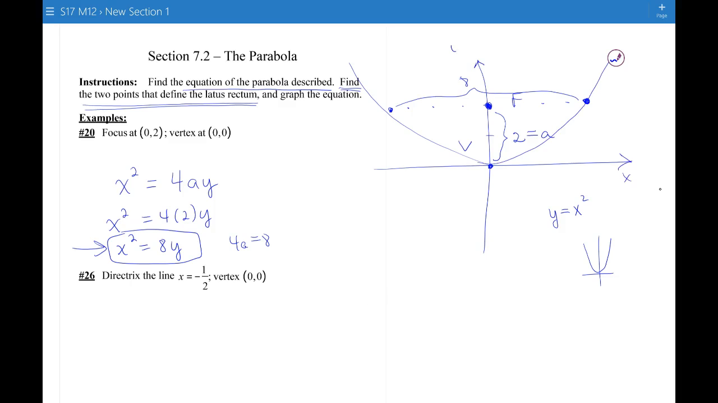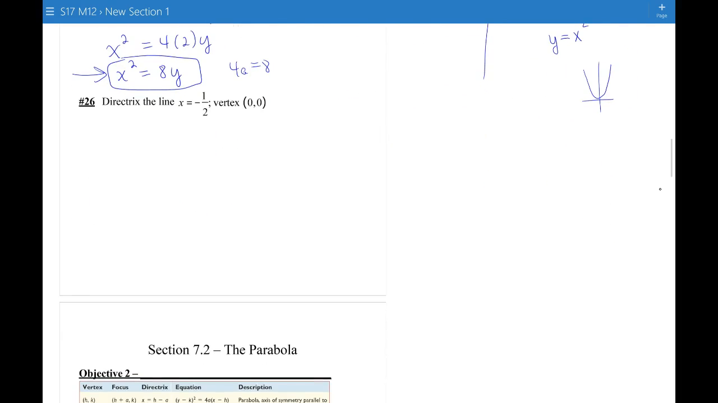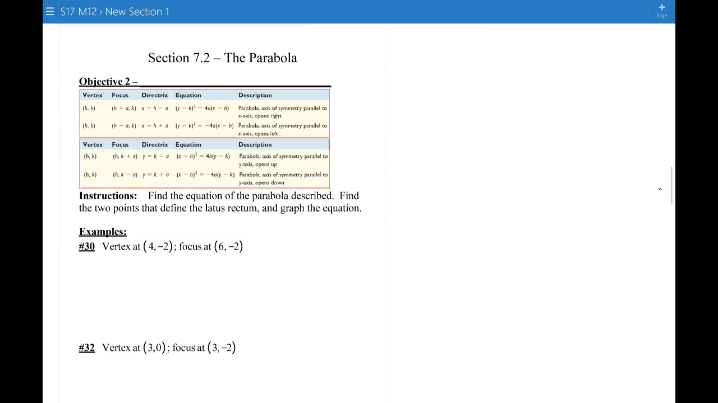And don't forget to label your axes. So the 2 points, see, I can read them off my graph now. 1, 2, 3, 4, comma 2. And negative 1, 2, 3, 4, comma 2. And then just as a double check, notice that the distance between negative 4 and 4 is indeed 8. So I feel really good about that. And I've also graphed the equation. So we'll look at 26 together in class. It's a little bit trickier.